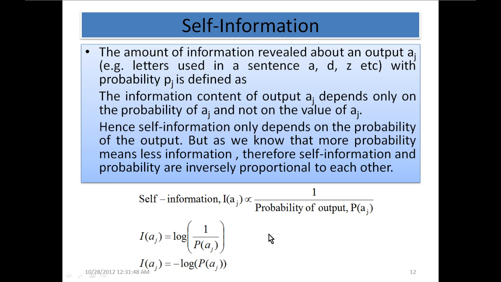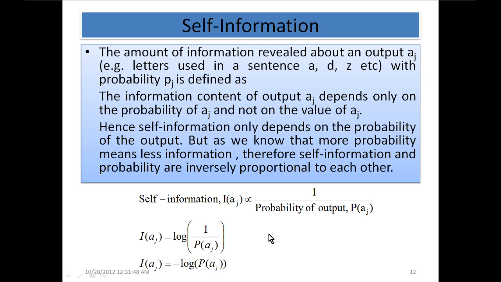First of all, self-information. The amount of information revealed about an output AJ, for example letters used in a sentence A, D, Z, etc., with probability Pj, is defined as the information content of output AJ. It depends only on the probability of AJ and not on the value of AJ. Hence, self-information only depends on the probability of the output, but as we know, more probability means less information, therefore self-information and probability are inversely proportional to each other.